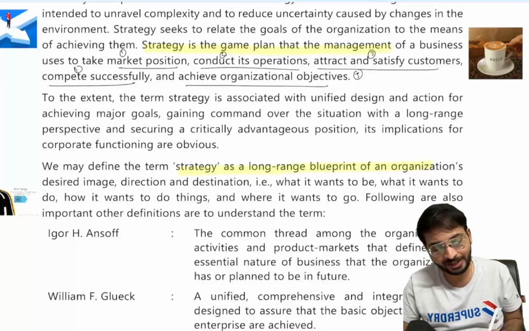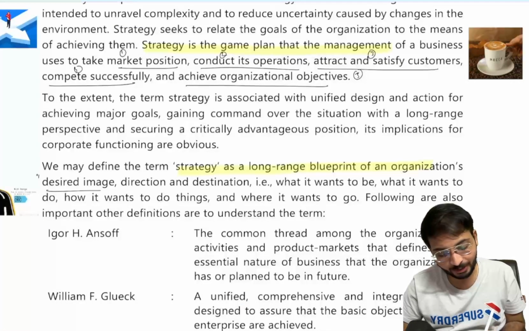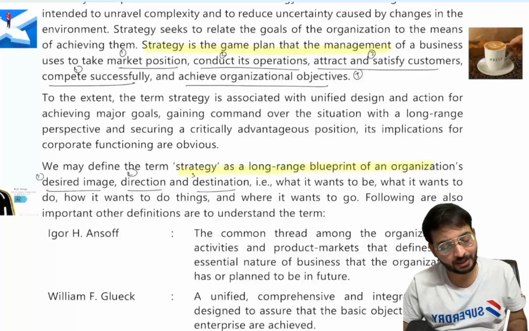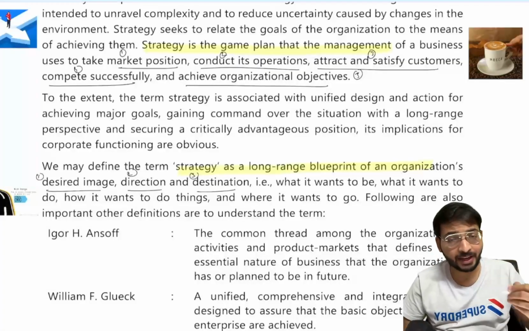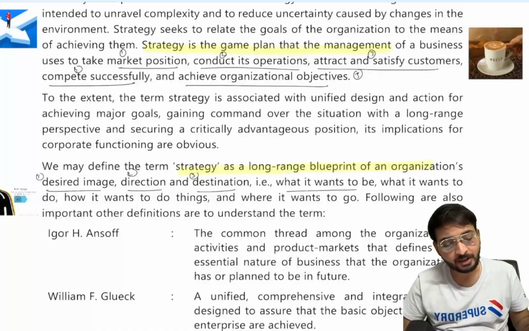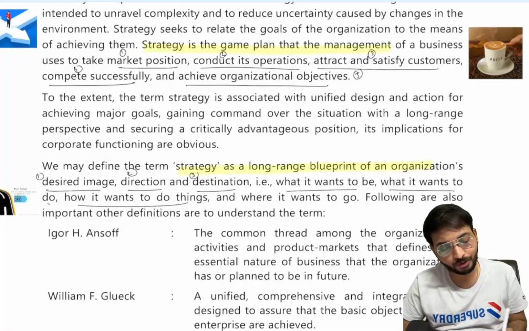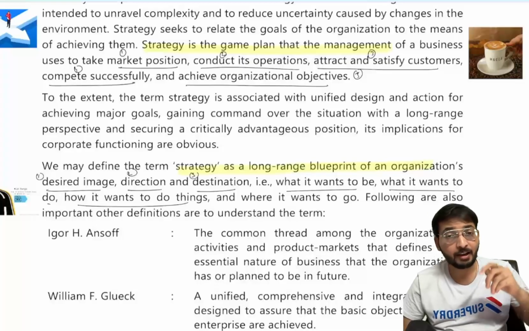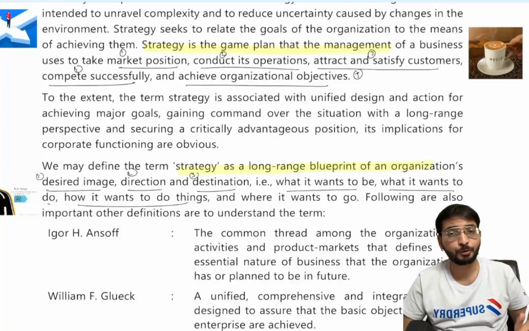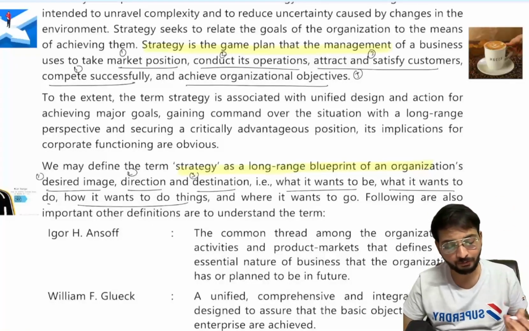3Ds. The first D is called desired image. Second D is called desired direction. Third D is desired destination. Desired image means what it wants to be. Desired direction means what it wants to do and how it wants to do. Desired destination is where it wants to go in the future. That is the second definition of strategy.